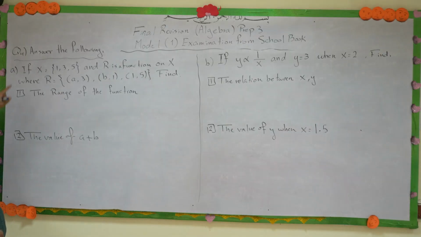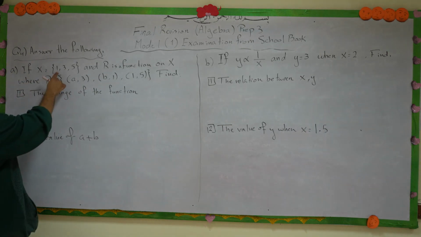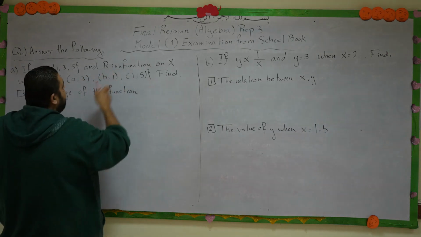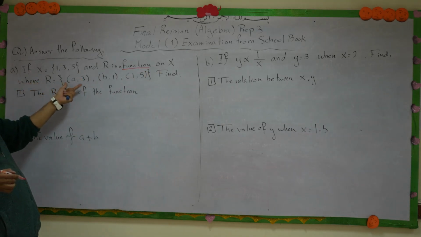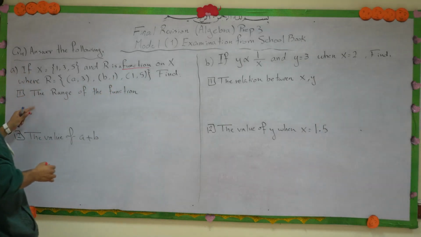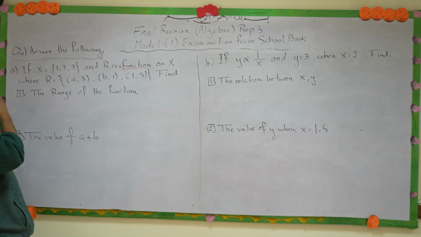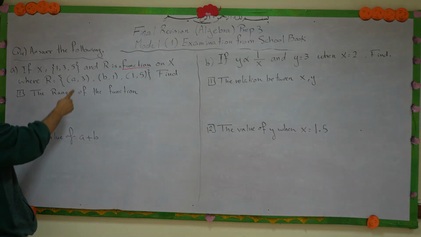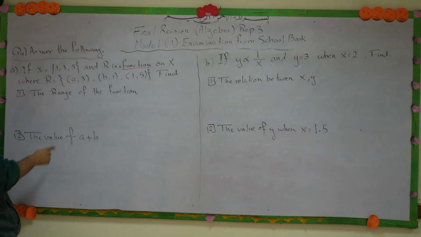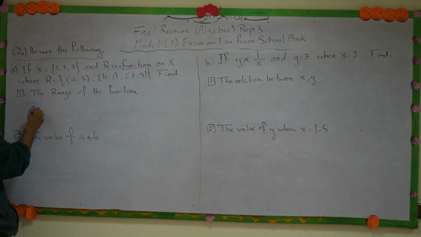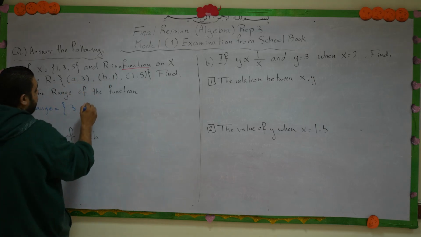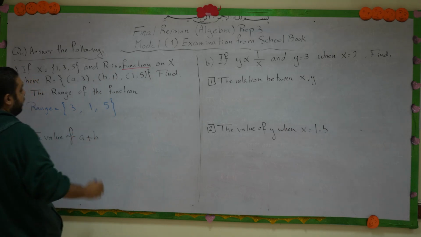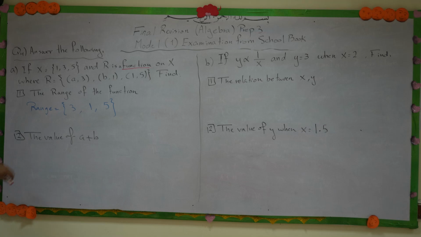Question number 4. If X equals {1, 3, 5} and R is a function on X, where R is the ordered pairs (a, 3), (b, 1), (1, 5), find the range of the function. We know that the range of the function is the second projection of the relation. So the range will be 3, 1, 5.